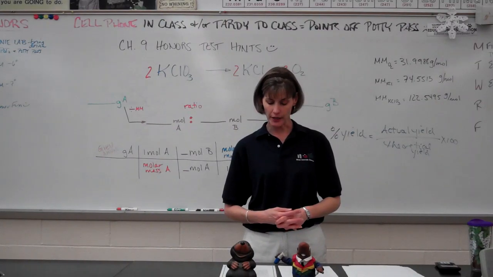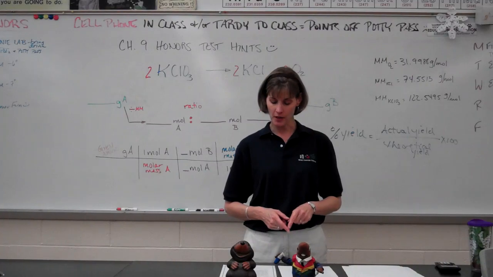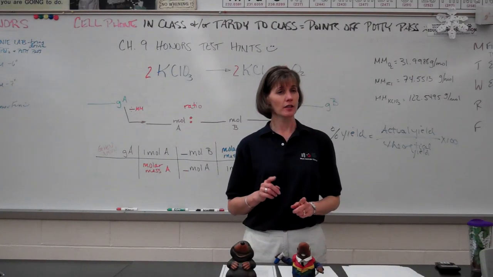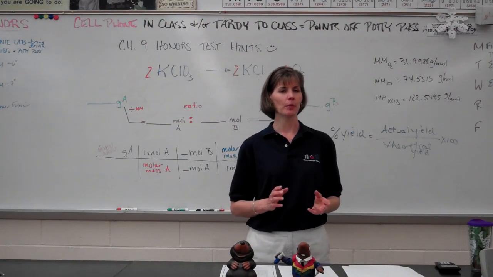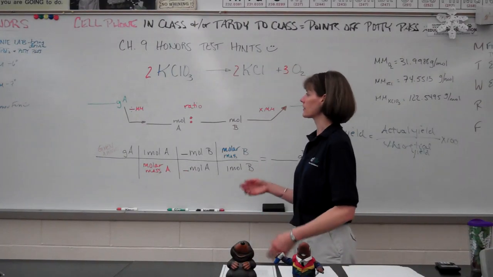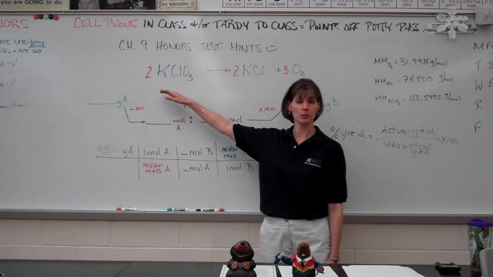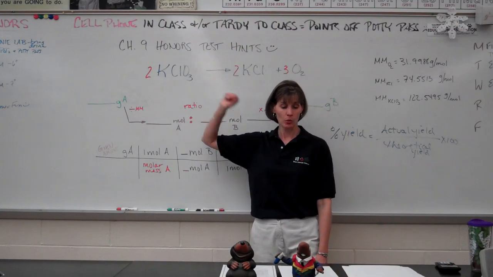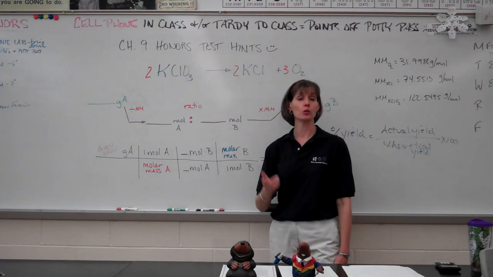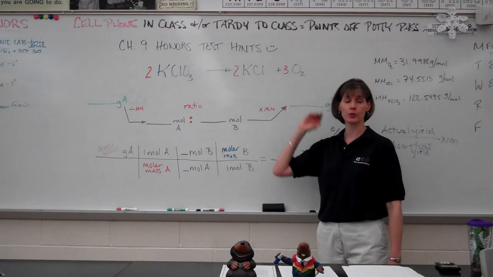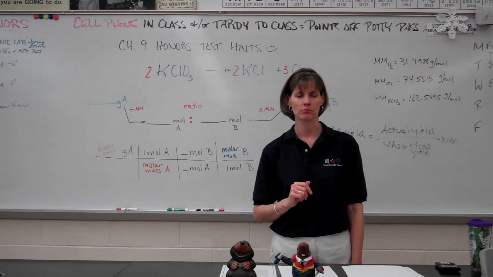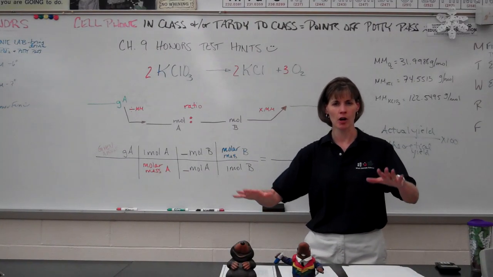Number 22, calculate mass when given mass, percent yield, and a specific chemical reaction. So this looks like it's just a mass-mass problem, but there's a little tweak to it. So let's say, in my example, we have 5 grams of potassium chlorate, and we want to know the actual mass of oxygen that is released based on a 75% yield. Okay, so you're like, sweet, I know how to do this.